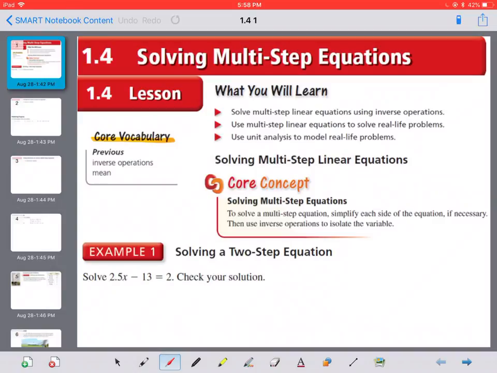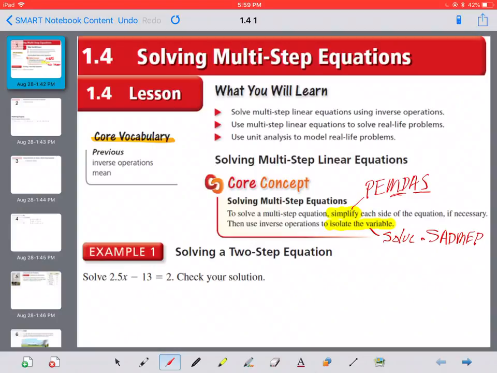Something I want to point out with that, something that I've realized over the years of doing this, is that the simplify part is PEMDAS. Parentheses, exponent, multiply, divide, add, subtract. The isolate the variable, also known as solve, is SAD MEP, or reverse PEMDAS. Subtract, add, divide, multiply, exponent, parentheses.